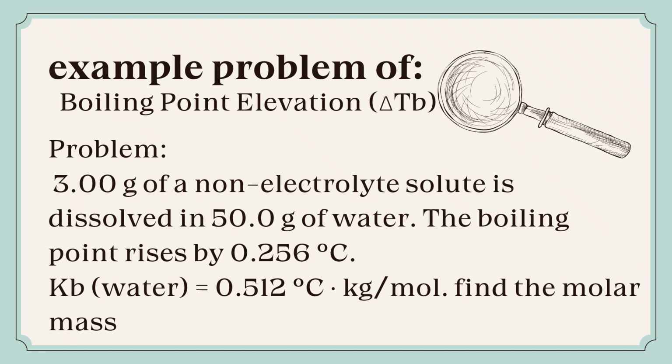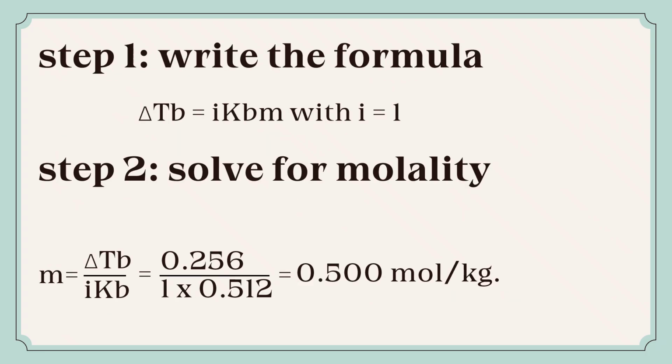The example problem of boiling point elevation is 3.00 grams of a non-electrolyte solute is dissolved in 50.0 grams of water. The boiling point rises by 0.256 degrees Celsius. K sub B equals 0.512 degrees Celsius kilogram per mole. So find the molar mass. Step 1 is write the formula. Delta T sub B equals i times K sub B times m. So this is our formula.